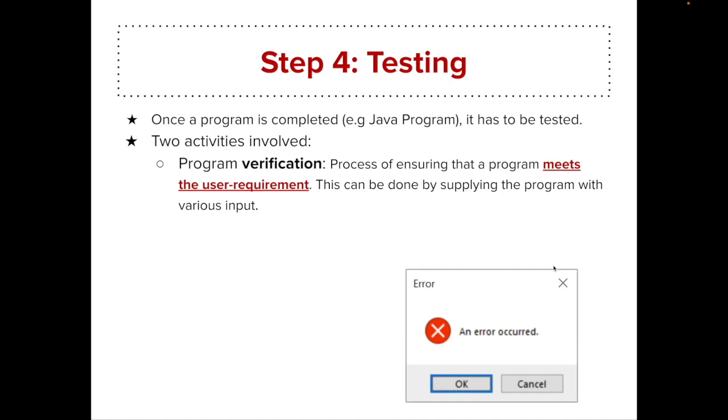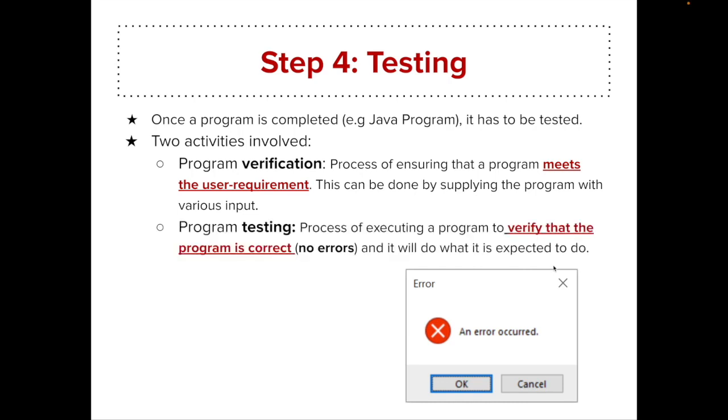So by test, how we want to verify? By supplying the program with various input. Tu kita panggil program verification. Kita keep on testing kita punya program tu dengan bagi macam-macam input. So nak check, nak verify betul-betul dia ikut tak user requirement. And then the second activity adalah program testing, in which this is the process where we execute our program to verify that the program does not have any errors and it will do what is expected to do.